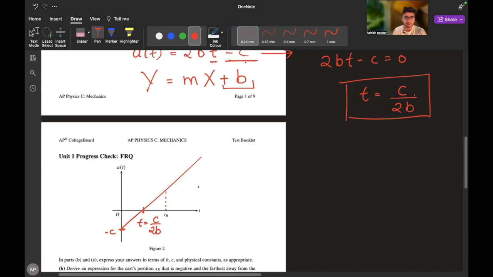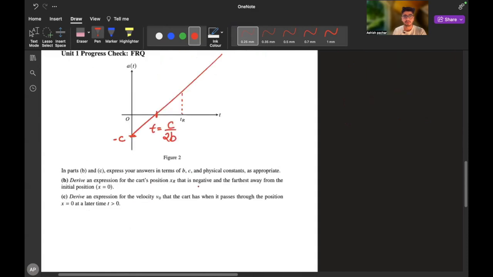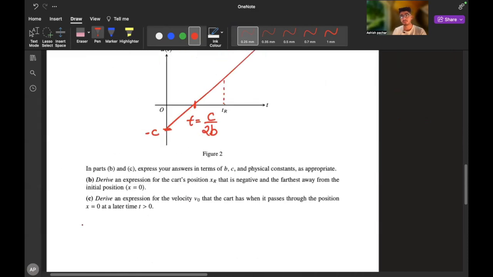Now you can go through the B and C parts by yourself. Pause the video, try it from your side, and now let me move further. Okay, so derive the expression for the position x_R that is negative and furthest away from the initial position that they have given there. So we know, again, just think about this. We have the velocity time function.